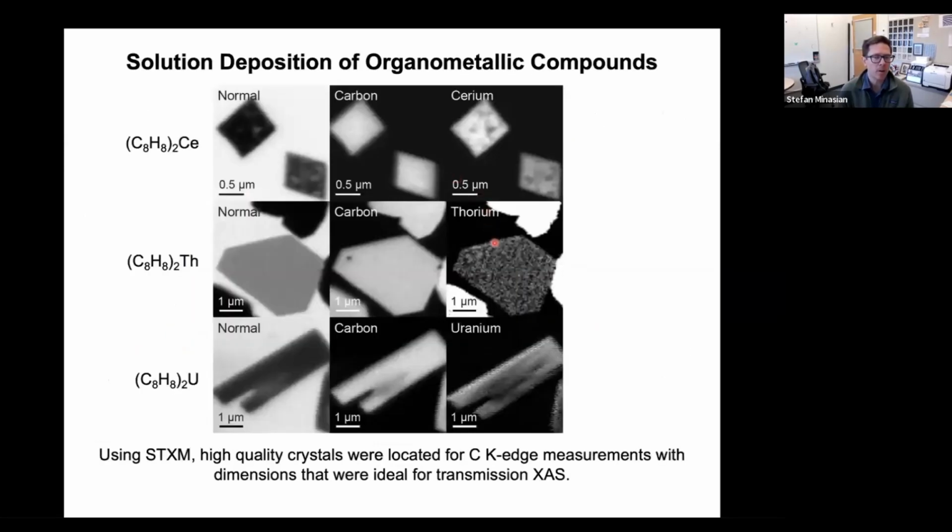Another way that we help avoid radiation damage is by how we prepare our samples. So using this solution deposition method, we're able to arrange a large number of very thin particles in a small area. And so instead of having to get data out of a very small particle, we can typically spread out our dose over a larger area and still be within the sort of linear regime of the Beer-Lambert law.